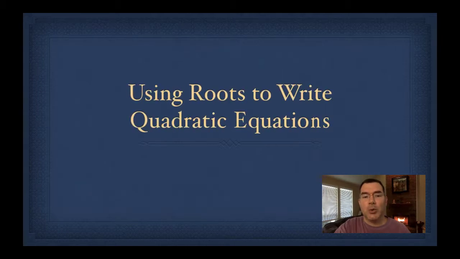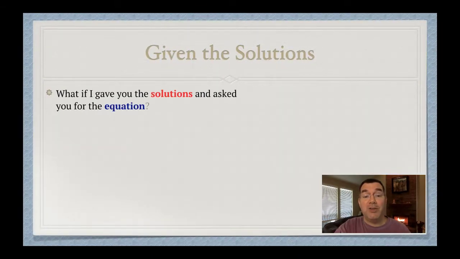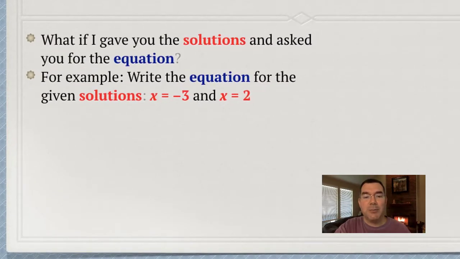Hello again. We are continuing our discussion on solving quadratic equations, but I'm going to do things a little bit backwards. We are going to be given the solutions and come up with the equation instead. So we're using the roots to write quadratic equations that would actually have those solutions or roots. Okay, so if I gave you the solutions and asked you for the equation that had those solutions, how would you do it? Well, let's do some examples and we'll kind of see the process.